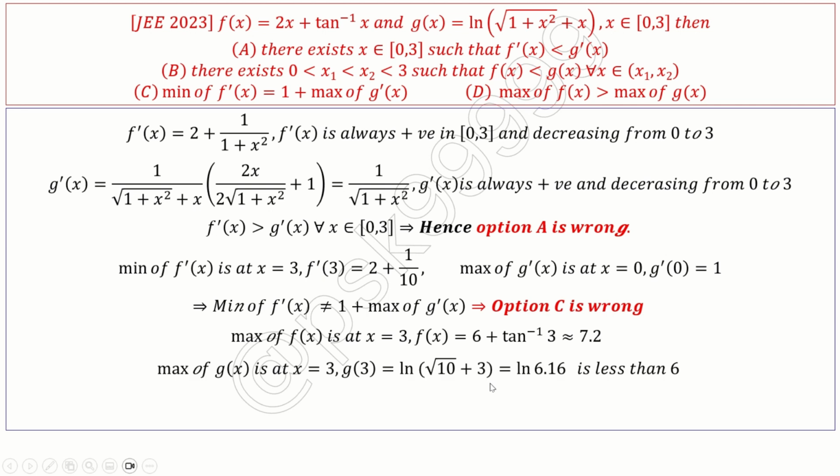Now g of x is maximum at x equal to 3. So g of 3 is nothing but log of (square root of 10, plus 3).